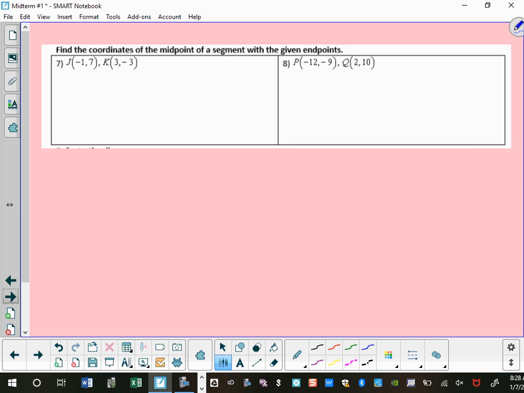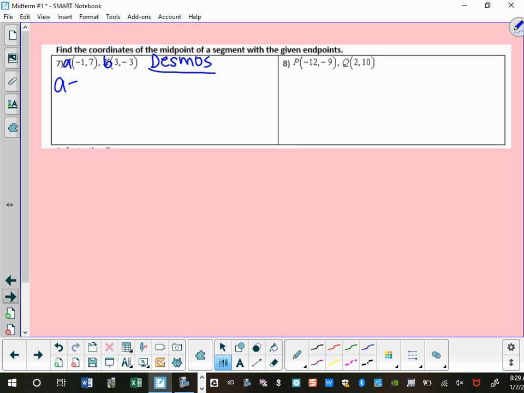Number 7, find the coordinates of the midpoint of a segment with the given endpoints. All right, so for this we can use Desmos. I will have the formulas on the board during your midterm, but if you know how to use Desmos, that will make your life so much easier. So in Desmos, we're going to call this point A and point B. So let's say that J is point A and K is point B.